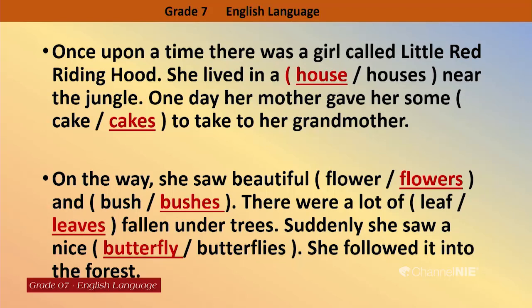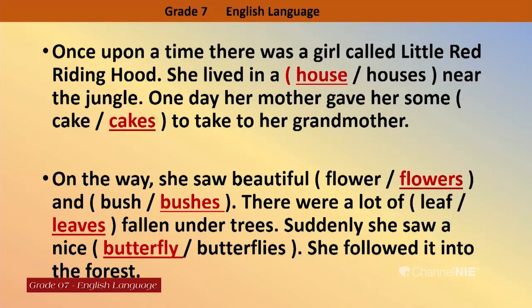One day, her mother gave her some cakes. Some cakes. It is the plural. Some cakes to take to her grandmother. Now, she is going to take the cakes to her grandmother. On the way, she saw beautiful flowers, a lot of flowers, and bushes, a lot of bushes. The bushes had a lot of flowers. There were a lot of leaves fallen under trees.